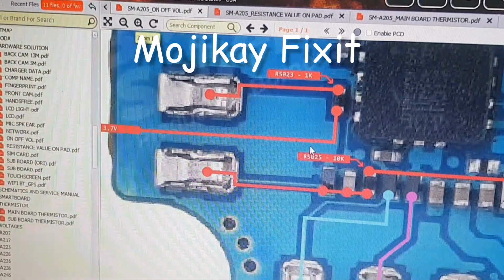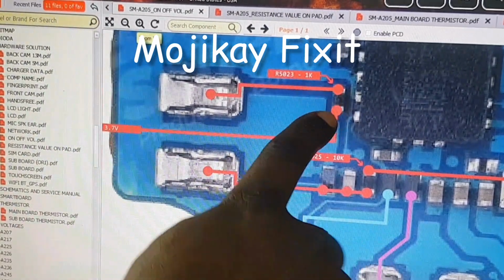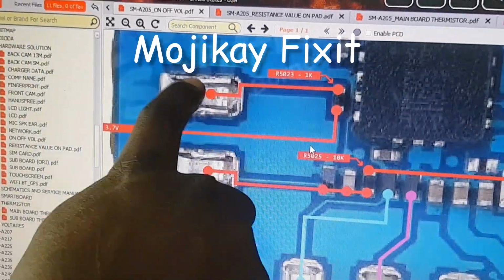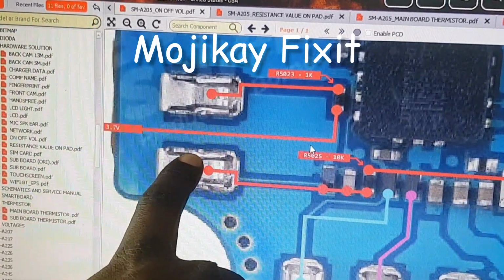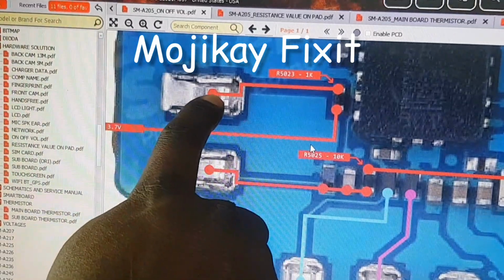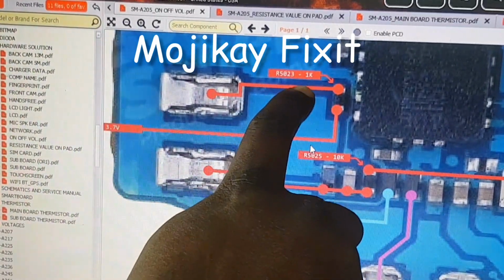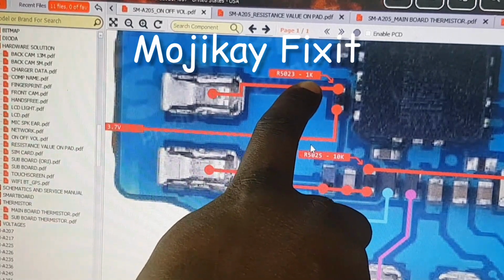You see it was red, right? Look at it, 1K. The resistor here goes to the terminal that controls the power key. So if you come to this terminal and you read, you see the line goes straight to this resistor. So the resistor is supposed to be 1K, as you can see right here.